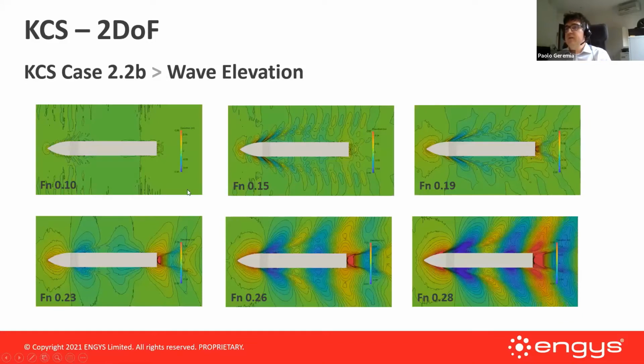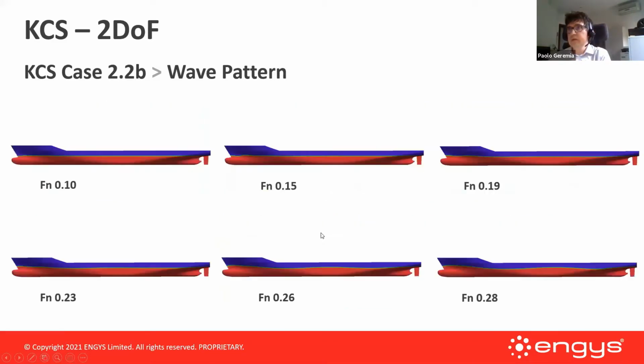In terms of wave elevation, this is what you get. You can see that the wave characteristic increases, as we might expect, as you increase the velocity. And this is the wave pattern for the different speeds. So from the lowest to the highest speed, you can see here how the wave profile develops.